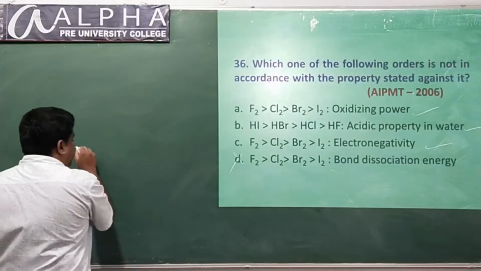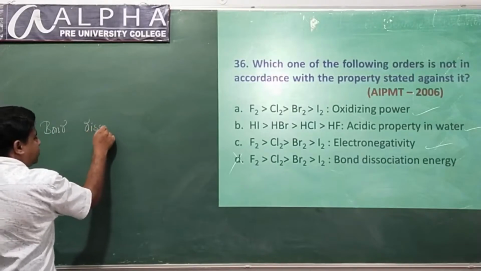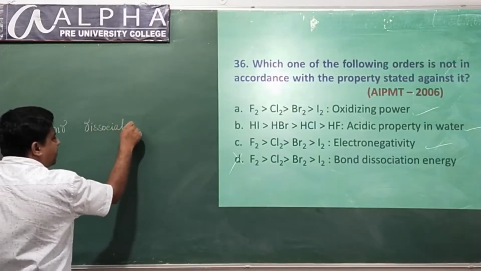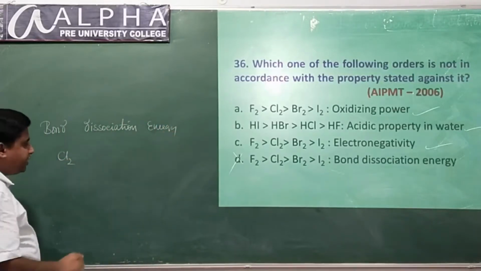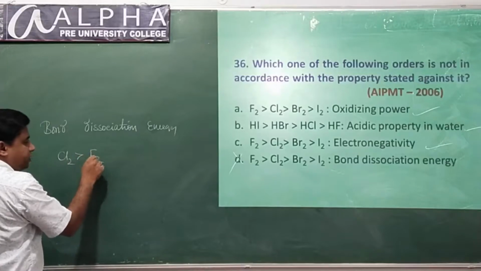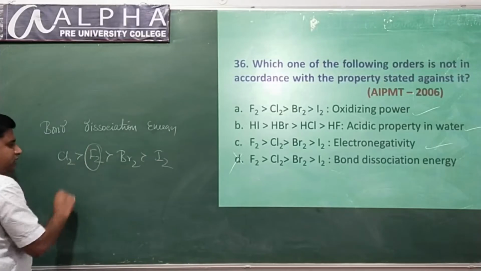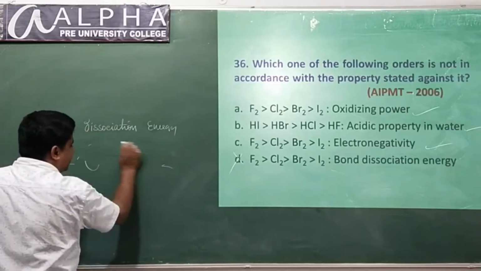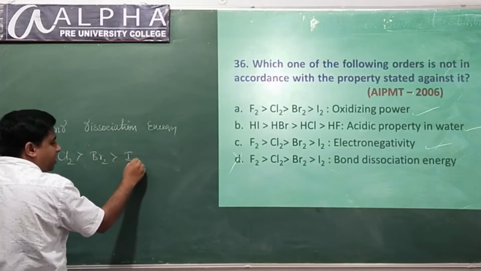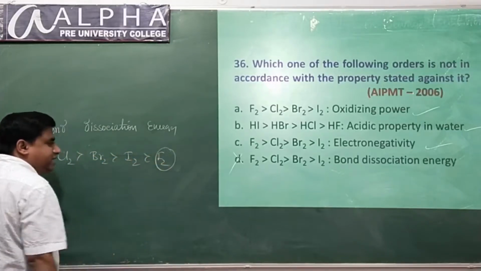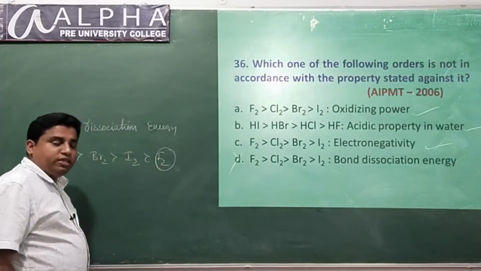The bond dissociation energy is in the order, look here: chlorine has more bond dissociation energy than bromine, more than iodine, more than fluorine. Remember, or else I can also write it like this. Chlorine has more bond dissociation energy than bromine, more than iodine, more than fluorine. Fluorine has the least bond dissociation energy.